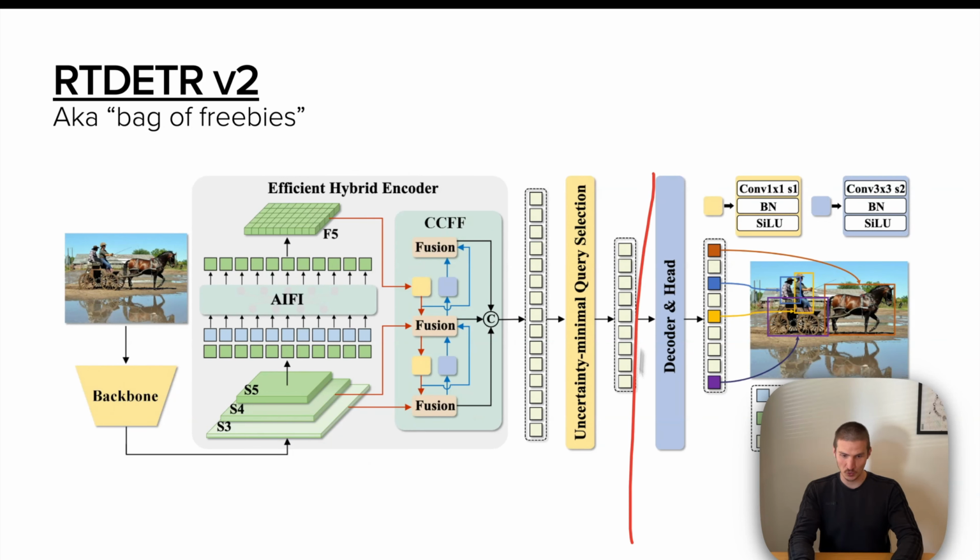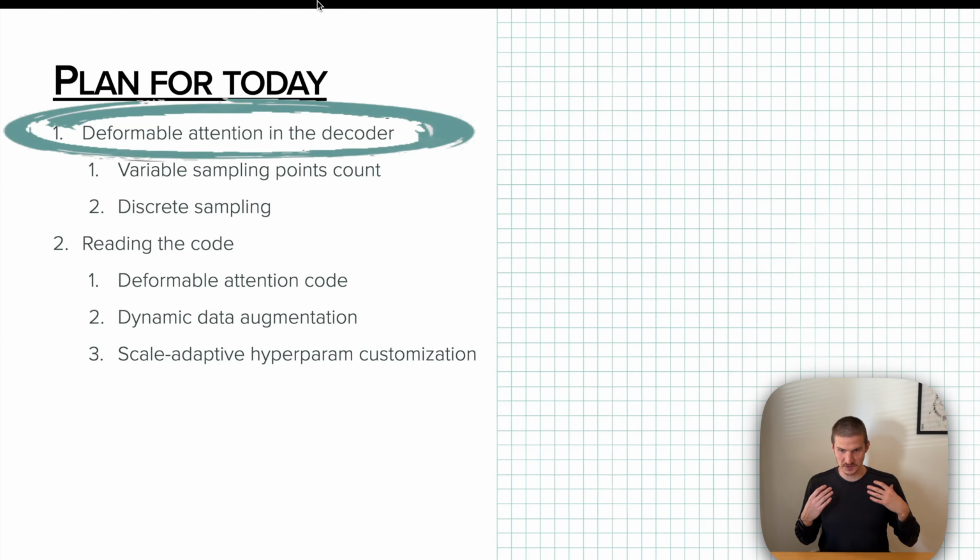And then we have the decoder. In the decoder, we have deformable attention for attention between queries and encoder memory. And this is the main modification in the v2 version. So let's start with the actual deformable attention, what it is and what the difference is to normal attention.